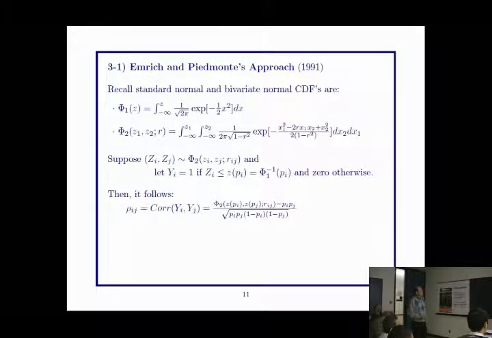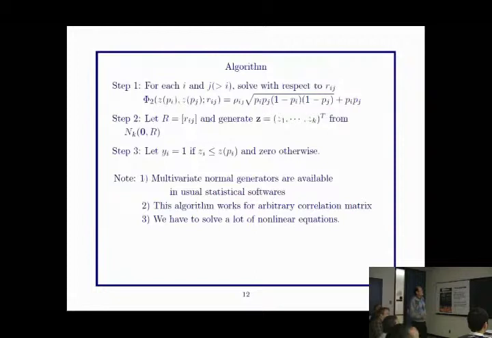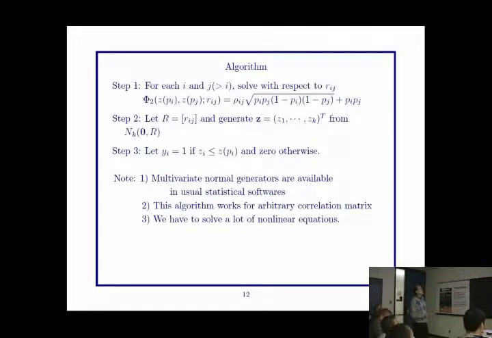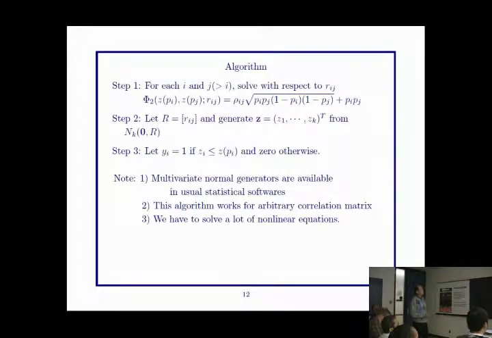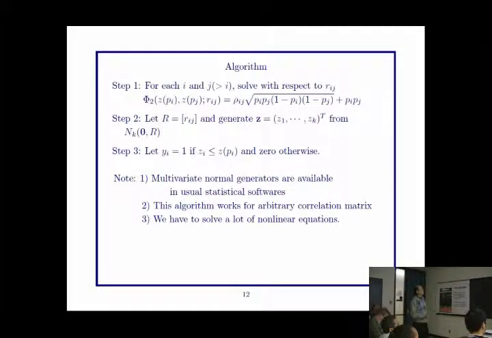So you are only to determine this correlation. Okay? Their approach, their algorithm, is very simple. For each ij, you are supposed to solve this equation first, and then for each ij, if you solve this one, then you will get this value. Then you put this one here, which is the correlation matrix in the standard multivariate normal distribution. Then you generate these multivariate observations from this. You already have a specified value from this one. By solving this equation, you get all these values.